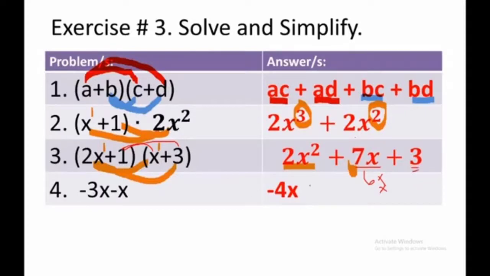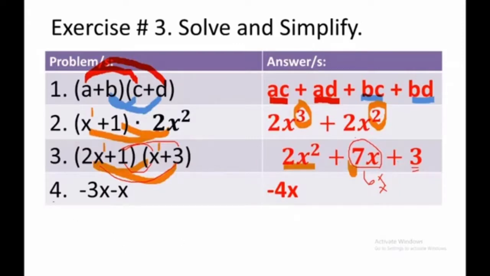So our middle term is the sum of the product of the inner term and the outer term. So that is 6x plus x. That's why we have 7x. The first term is 2x times x. Yung sa first terms natin, that is 2x squared. And the last term is also the product of the last terms, 1 times 3. That's why we have positive 3. Now for number 3, the answer is 2x squared plus 7x plus 3.